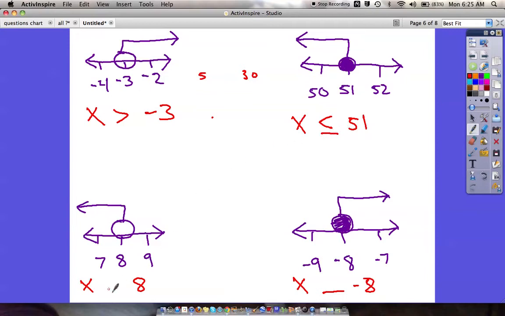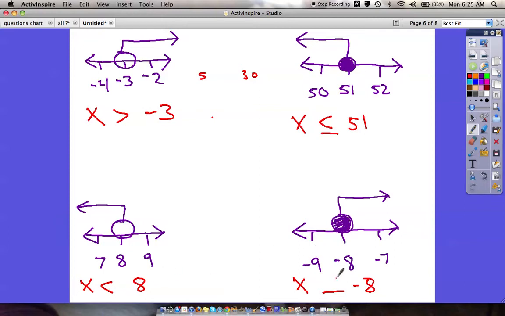Coming down here, looks like the arrow is pointing below 8, so I need x to be less than 8. So here's what I would draw on right here, pretty simple. Anything below 8, so like 6 is below 8. So put this in, 6 is less than 8. Yep, that works. -100 is below 8. -100, less than 8. Yep, that works.